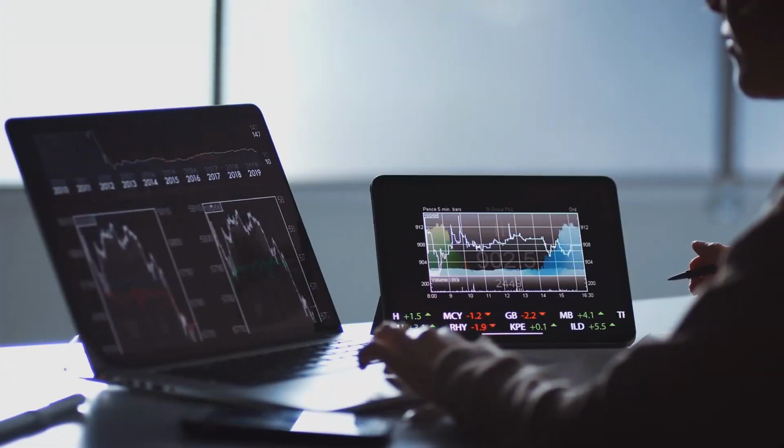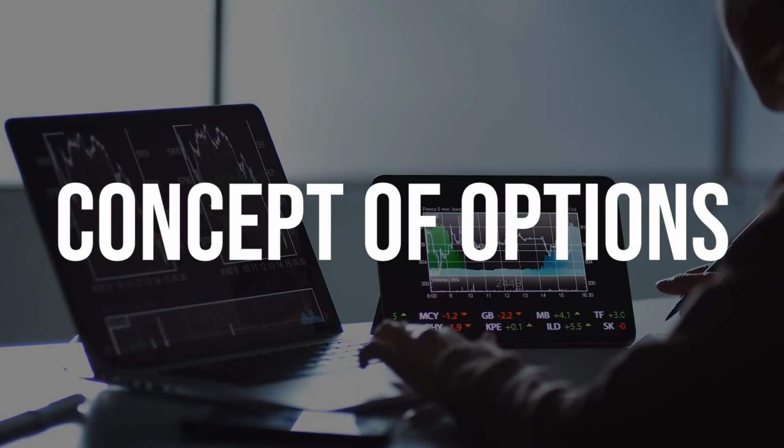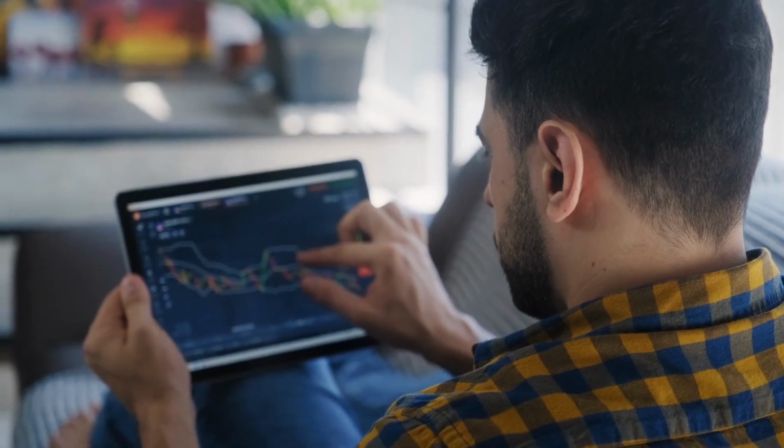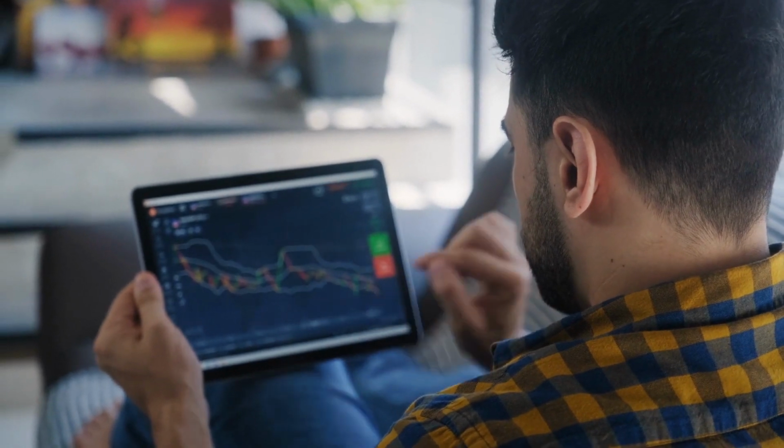If you've been following our series on options trading, you've already taken your first steps into this fascinating world. In part 1, we introduced the concept of options, discussing how buying calls can lead to potential gains when a stock rises, and purchasing puts can protect you during market downturns.